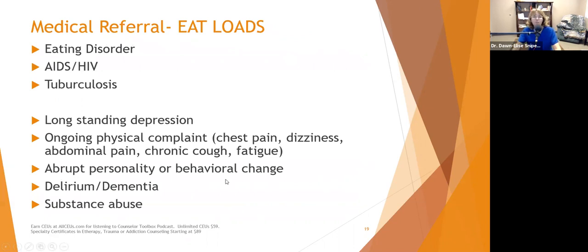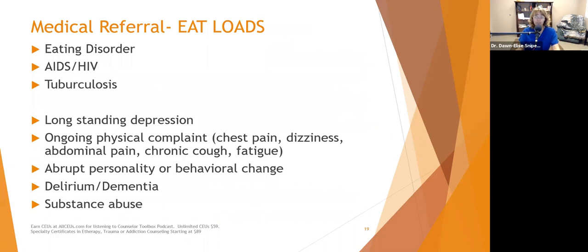For a medical referral, you really seriously want to consider an immediate medical referral if the person has an eating disorder, you suspect that they may have AIDS or HIV that's been undiagnosed or untreated, or you suspect that they have tuberculosis. Most states require us as clinicians to go through annual tuberculosis training because it still exists.